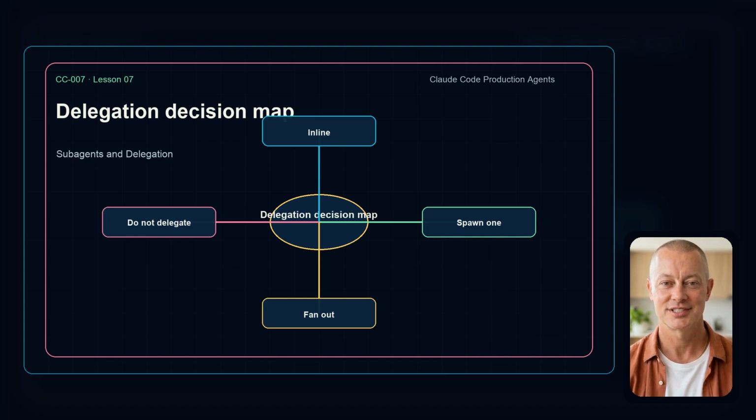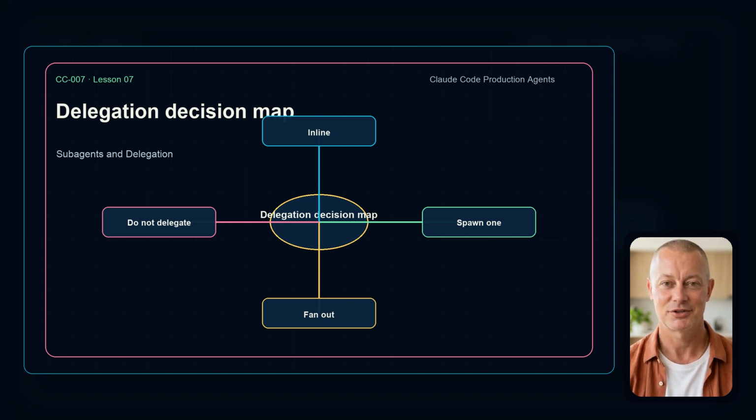There are 4 choices. Work in line when the task is small and context is shared. Spawn 1 subagent when the task is isolated and needs focus. Fan out when the tasks are independent and can be compared or merged. Do not delegate when the work depends on a shared fragile decision path.